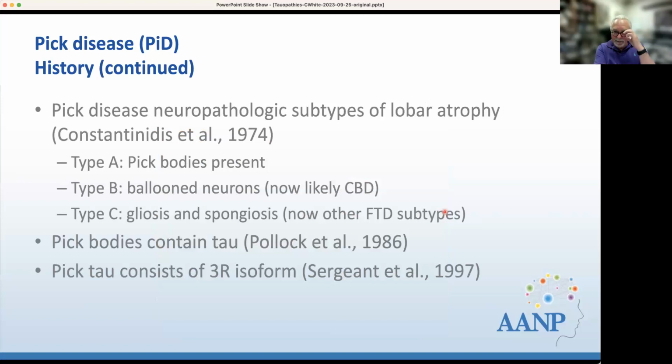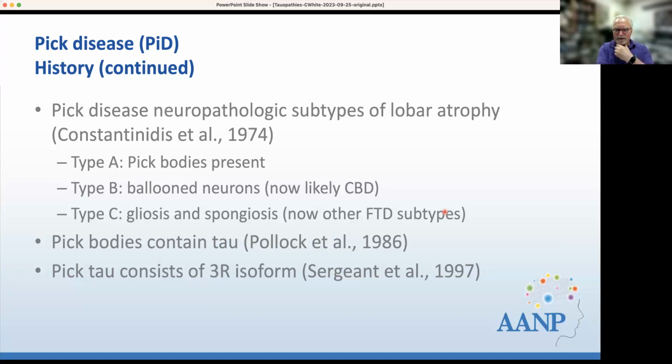The neuropathologic subtypes of lobar atrophy envisioned by Constantinidis in 1974 were a result of the fact that neuropathologists began looking at a lot of cases of lobar atrophy with these language and cognitive deficits, and recognized that a significant number of them actually lacked Pick bodies. And so Constantinidis described three subtypes of lobar atrophy that he called subtypes of Pick disease.